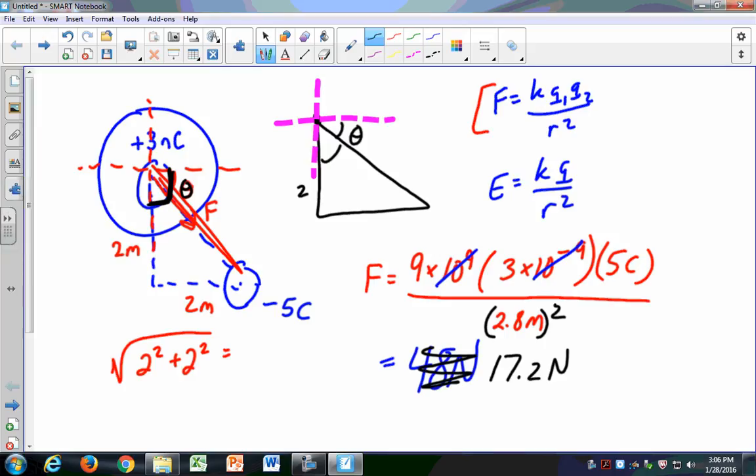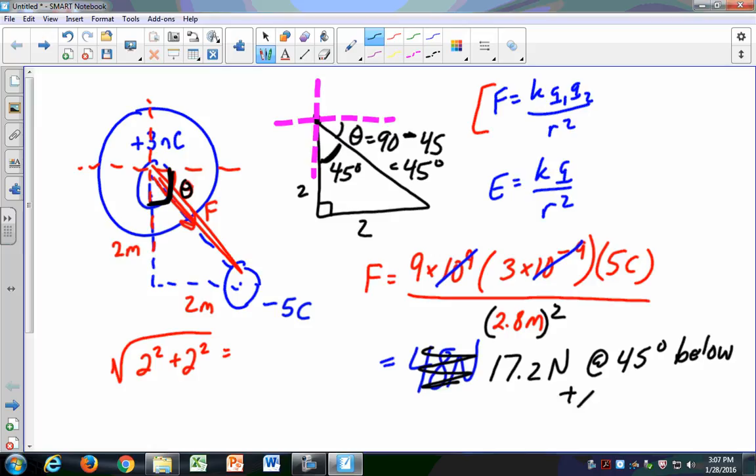I know what this angle is because this is 2 meters, 2 meters. So what is this angle right here? An equilateral right triangle has which angles? They're all equal, so I have a 90 degree and 45 degrees. Yes, so that's 45 degrees. 45, 45, 90 adds up to 180. That tells me theta is 45 degrees. So theta is equal to 90 minus 45, which is 45 degrees. So the answer would be 17.2 newtons at 45 degrees below the plus x-axis.